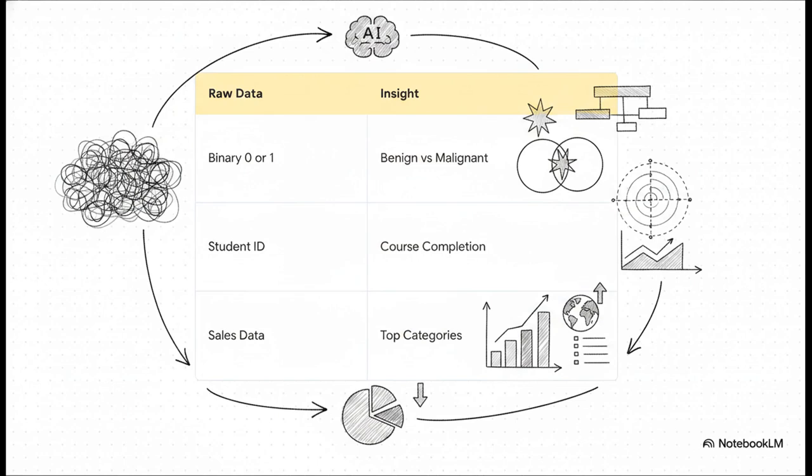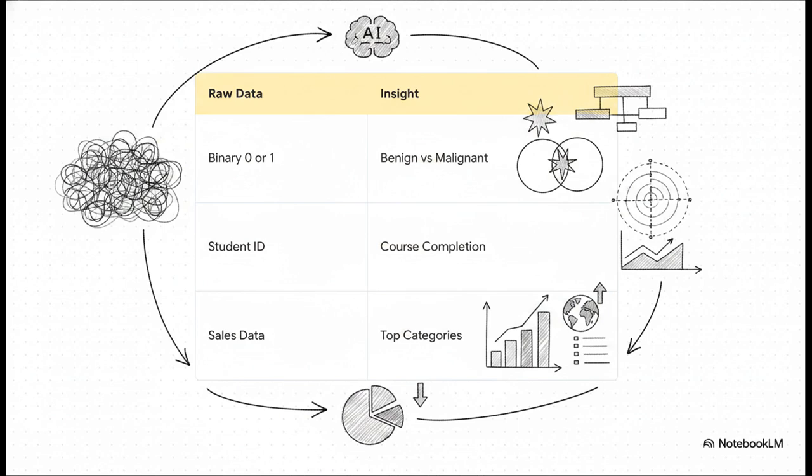And this brilliantly illustrates how AI bridges the gap between raw data and true actionable insight. For example, if you feed the AI a medical data set with just binary targets, it builds a dashboard predicting benign versus malignant tumors. If you upload an education data set, it instantly identifies course completion trends.